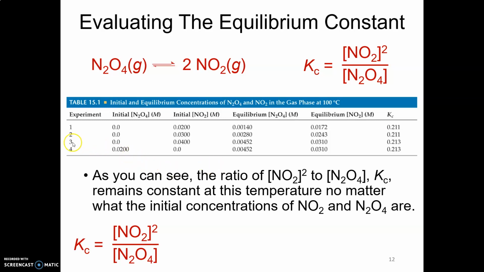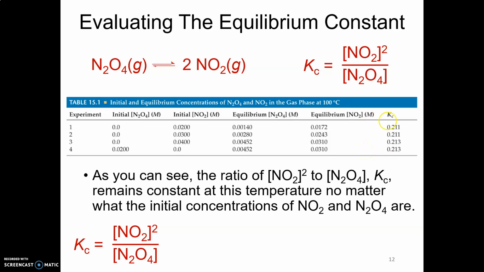Again, look at experiments 3 and 4, completely separate initial concentrations. Now, in this case, they actually do have the same equilibrium concentrations, which is possible. But again, look at all 4 of these K values. They differ by 2,000th of a decimal place, which we consider to be irrelevant.